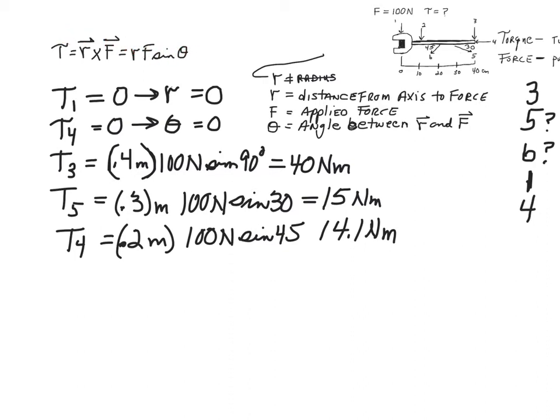Then we come to torque 3. The distance is 0.4 meters. The force is always 100, and it's 90 degrees, right? You can see it up here. 3 is 90 degrees to the wrench, but it's not so much the wrench, it's this R vector. And so we get 40 Newton meters.